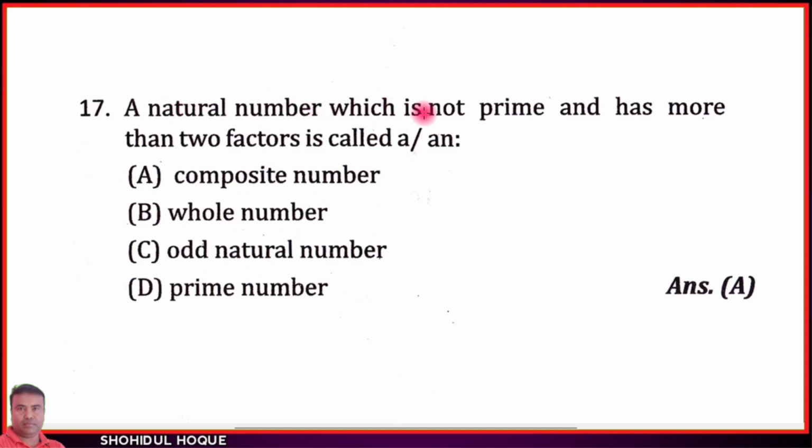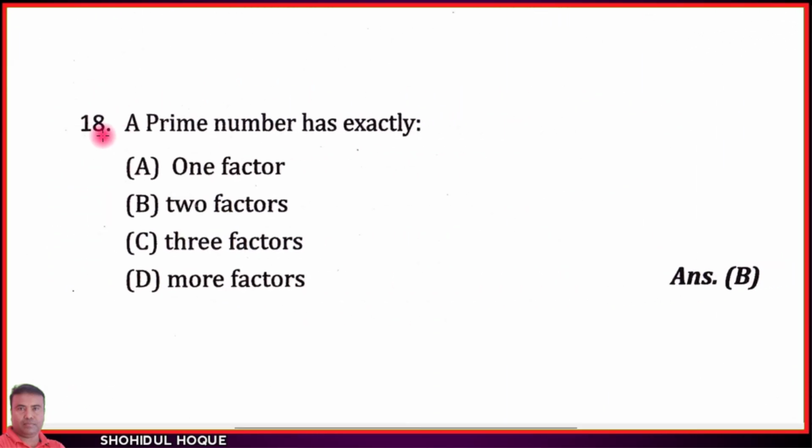Next question number 17. A natural number which is not prime and has more than two factors is called a what? Option A, composite number. Option B, whole number. Option C, odd natural number. Option D, prime number. Correct option A, composite number. Always remember, a number which is not prime is composite, and a number which has more than two factors is also a composite number. So actually this is the definition of a composite number. Alright.